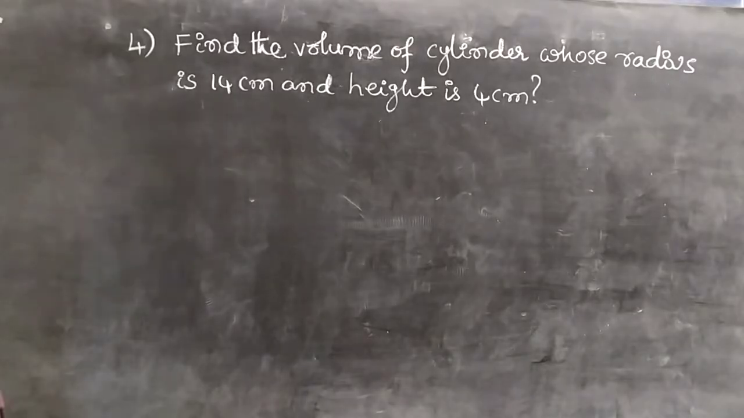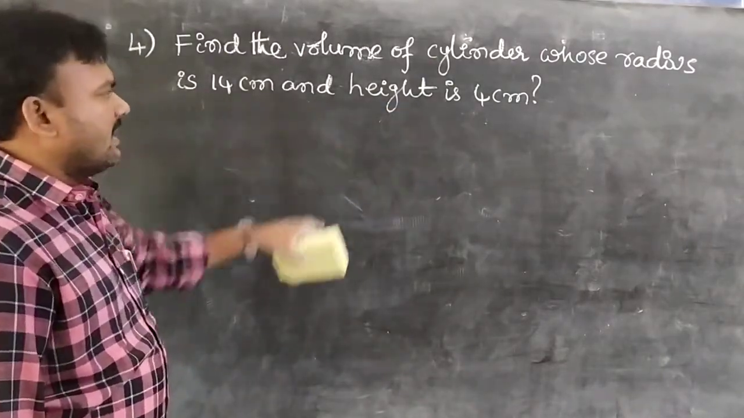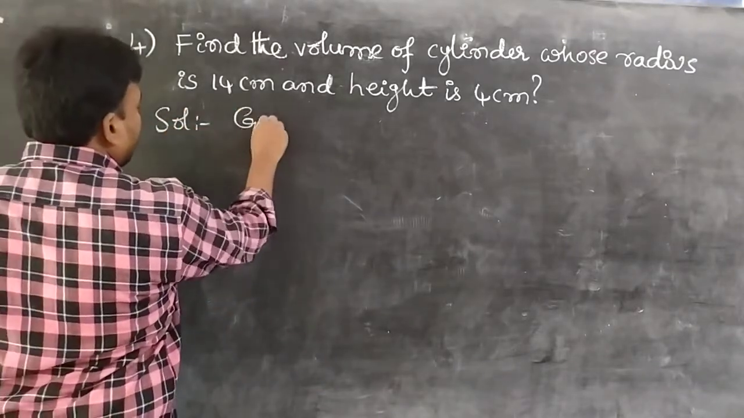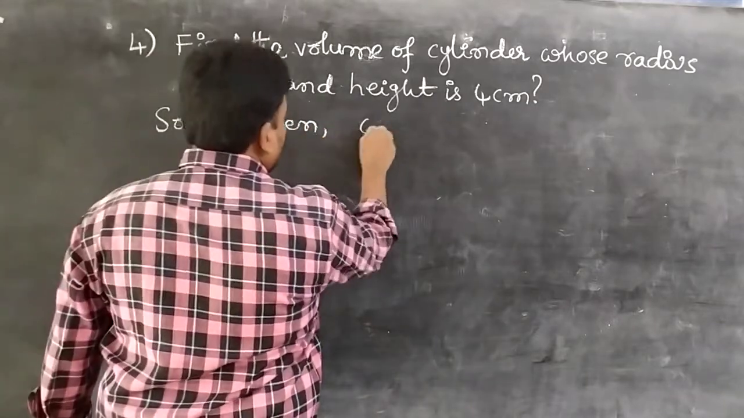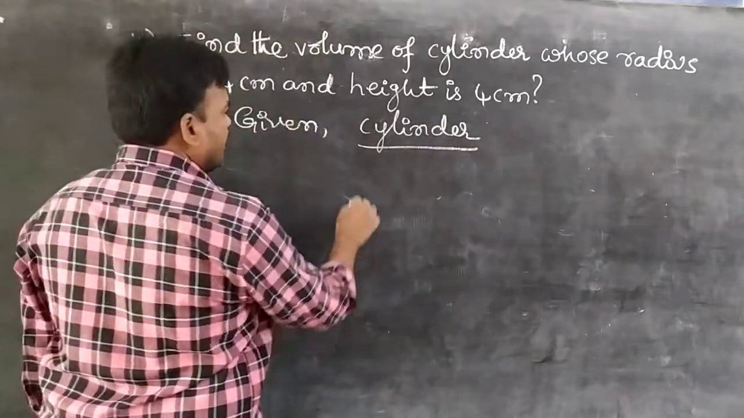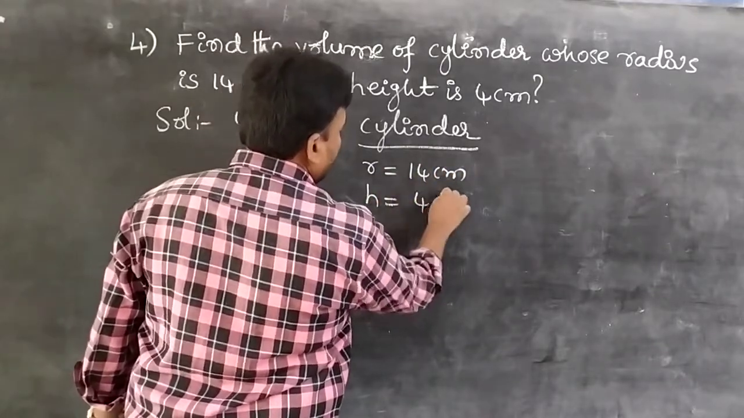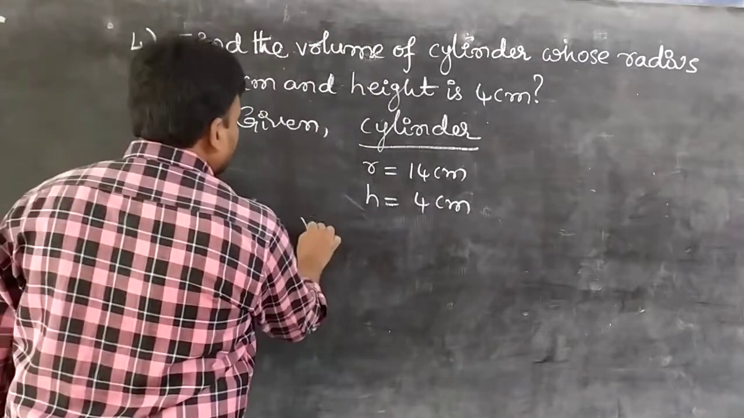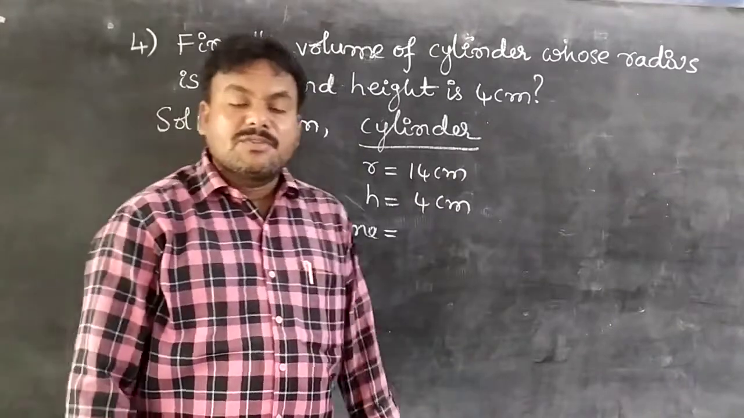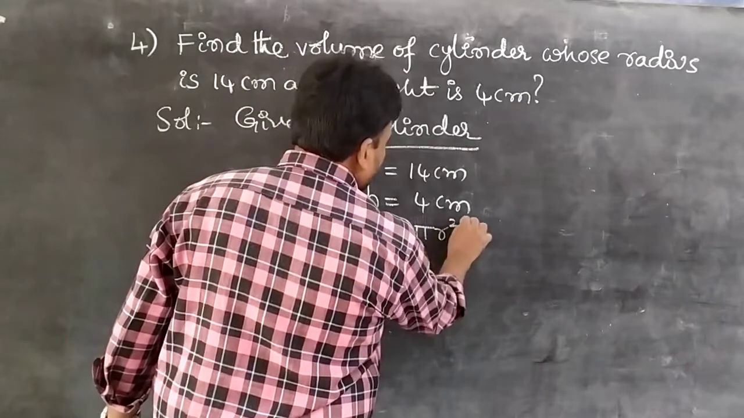Next problem, students: find the volume of a cylinder whose radius is 14 centimeters and height is 4 centimeters. Same procedure, students. So solution given. What is given? Cylinder. Radius is represented as r equal to 14 centimeters and height equal to 4 centimeters, students. Then volume. What is the volume of a cylinder formula? Volume of a cylinder is pi r square h.